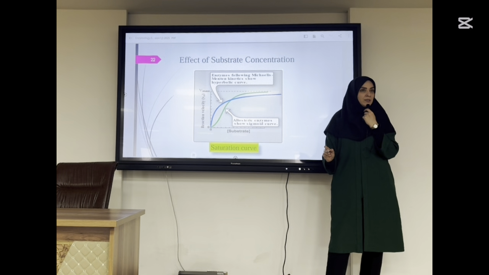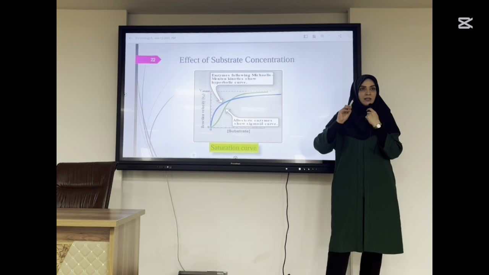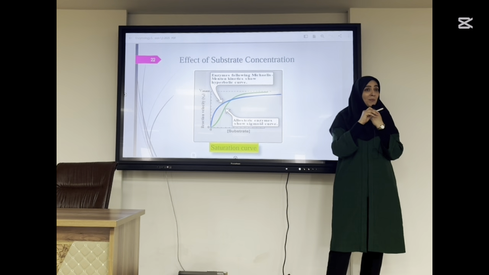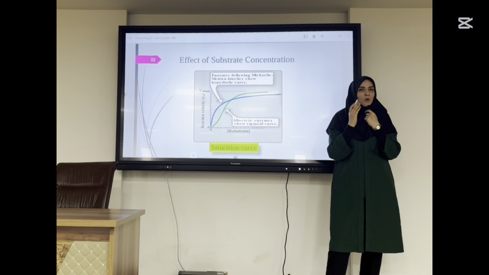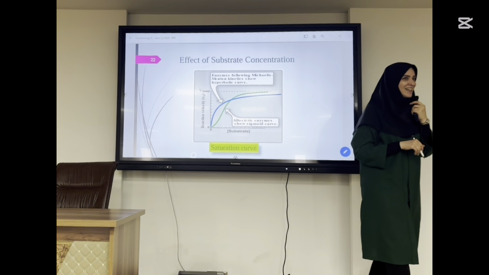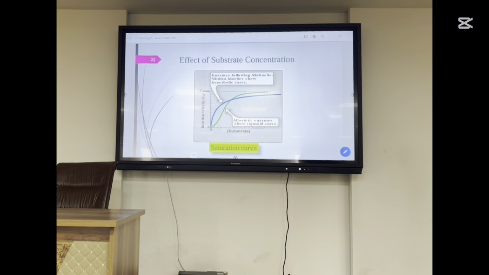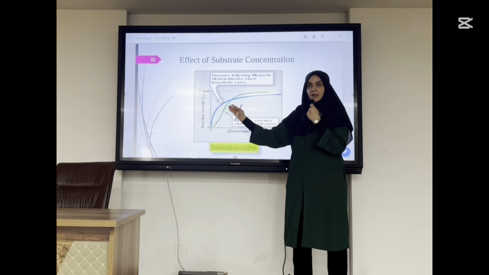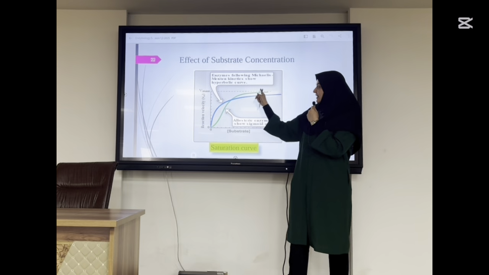Do you remember where you saw sigmoidal and hyperbolic curves in the protein session? In hemoglobin, the oxygen saturation curve. Do you remember? This is a very, very important point. If you remember, for myoglobin, the curve was hyperbolic. But for hemoglobin, it is sigmoidal.